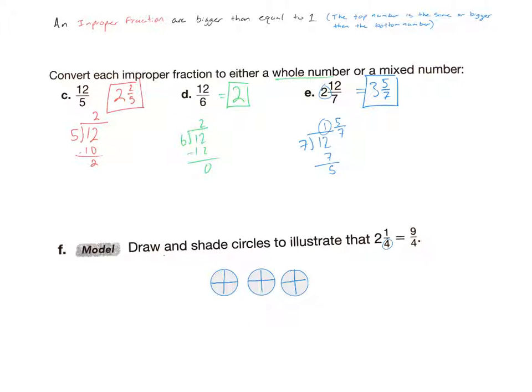So let's see, 2 full ones would be like filling in those ones like this. 1, 2. And then it says 1/4. It's going to be just this 1/4 of that. Notice that is 1, 2, 3, 4, 5, 6, 7, 8, 9 fourths. 9 fourths.